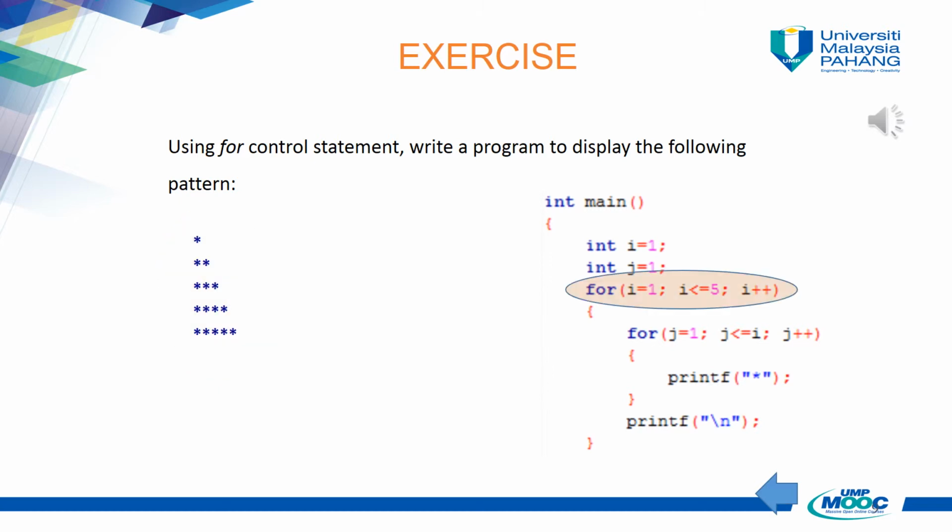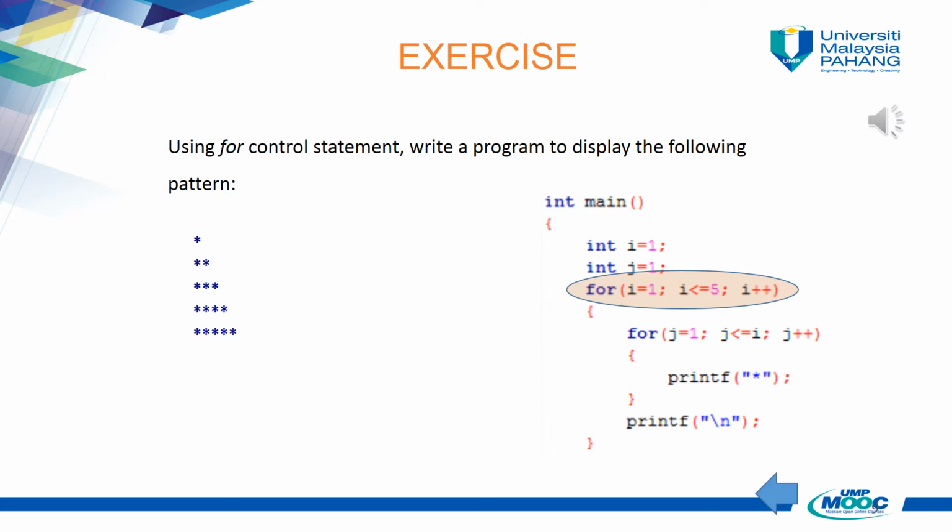The first for loop, we will refer to this as the outer loop, will act as a counter for the number of lines. While the second loop, we will refer to this as the inner loop, will act as the counter that will print the stars horizontally. If you look at the code, the outer for loop, i equals 1, i less than or equal to 5, i plus plus, will act as the outer loop. It will check whether i is less than or equal to 5.